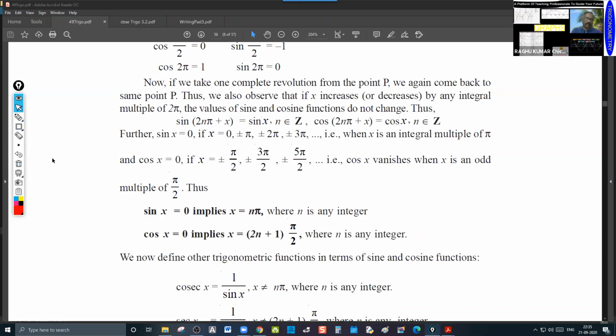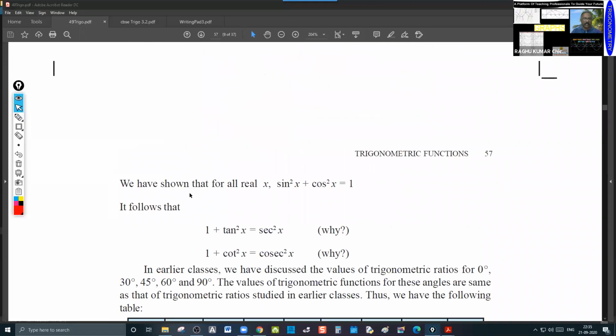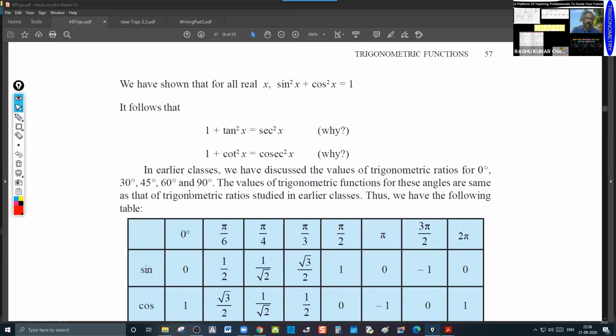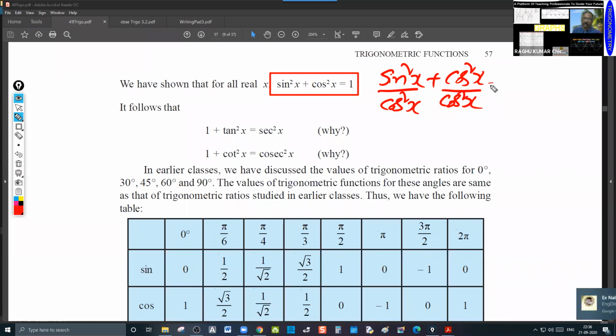Okay. Now coming to the next part of it, we will see what that is. These are the reciprocals, you know. I need not explain that. Now from this one only, these three, I need not explain just now. We have seen sin square x plus cos square x equal to 1. From this only this will be derived. How this is derived, you know, very, very simple. Divide throughout with cos square x. Sin square x plus cos square x divided by cos square x. That is, we are dividing both sides with cos square x.